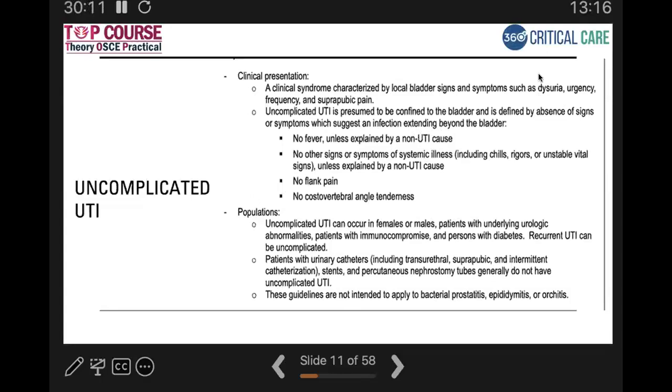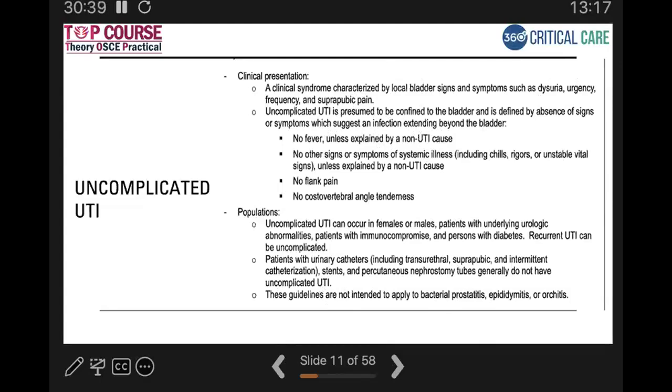Okay, they should have only local symptoms like dysuria, urgency, frequency, and suprapubic pain. As we discussed, uncomplicated UTI can be present in both males and females, even with underlying urological abnormality, but not very complicated. Even in an immunocompromised patient, when it is confined to the bladder, even in patients with diabetes and transplant, when it is confined to the bladder.